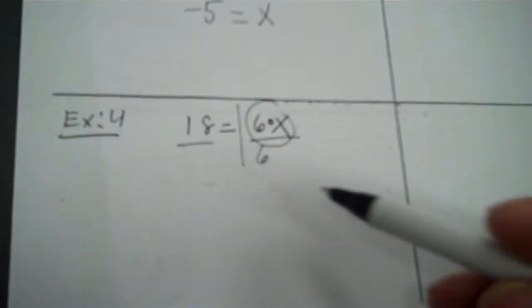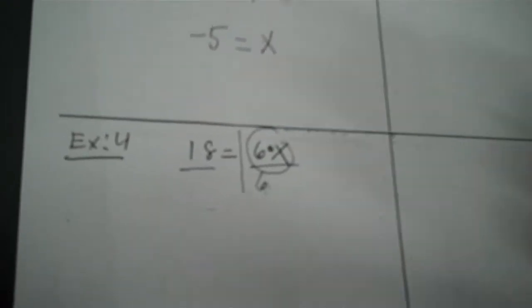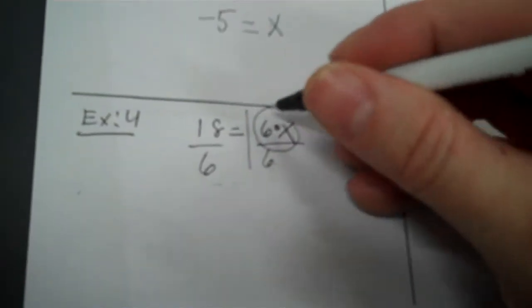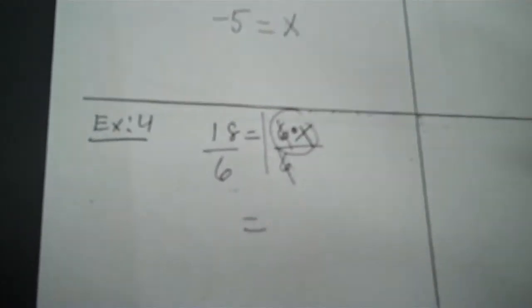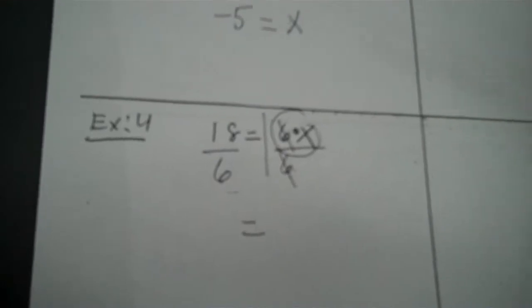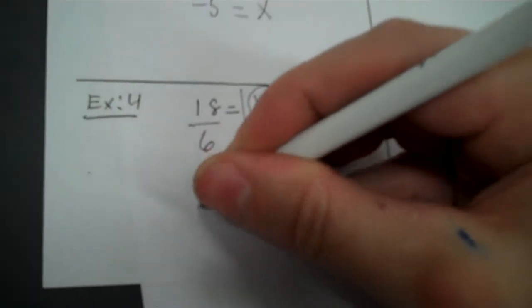Then I go over here, and I got to have the same number on the bottom on this side that I have on that side. So 6. You can cross those out because you've got 6 divided by 6, which is 1, but 1 times x is just x. Then 18 divided by 6 is 3, so 3 is equal to x.